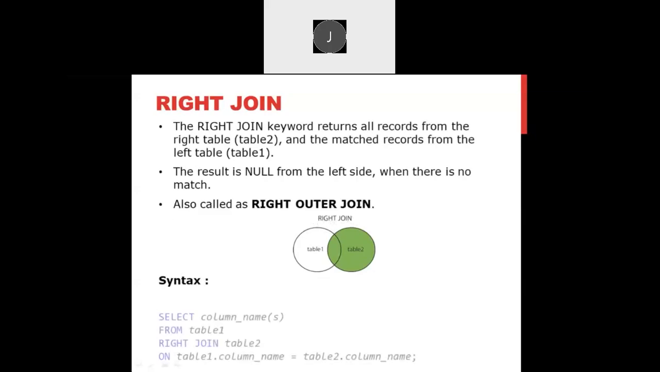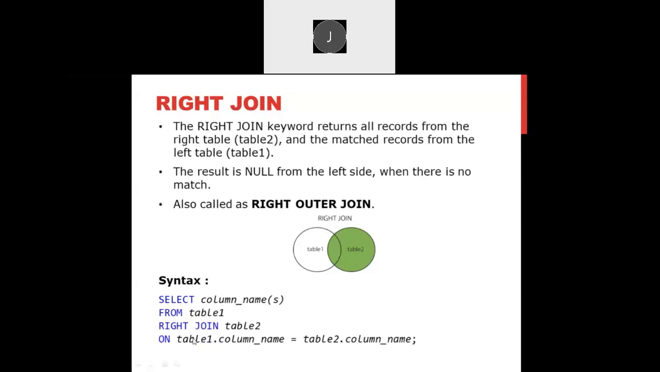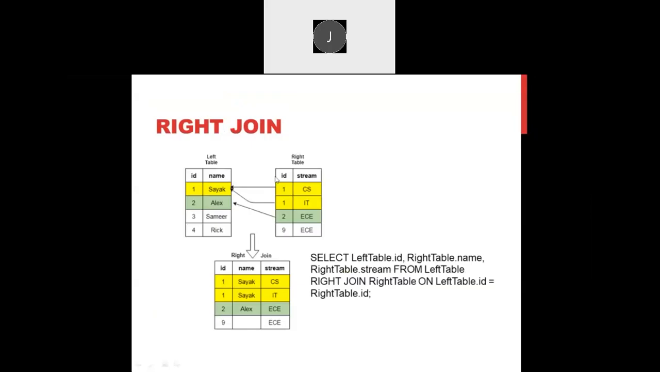Okay, and now we can conceptually understand this. So this is how you will write. You will have a right join. Whatever columns you have to select, on a right join, on which column you are going to do the match, on table1.column name, table2.column name, likewise.